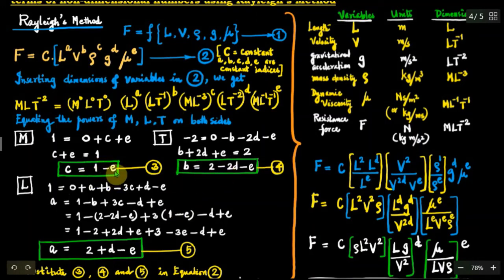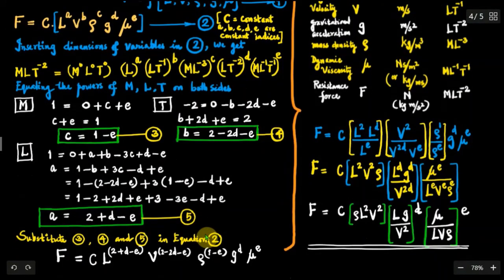C is equal to 1 minus e and b is equal to 2 minus 2d minus e. So once you replace c and b by these respective expressions, you can get the value of a as 2 plus d minus e. On simplification, you will get a is equal to 2 plus d minus e. See, now we got the values of a, b and c in terms of the indices d and e. And now after getting a, b and c, we will substitute for a, b, c in this expression.